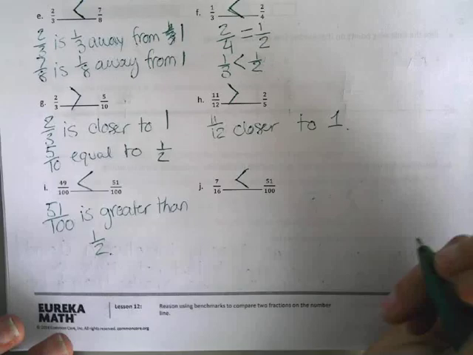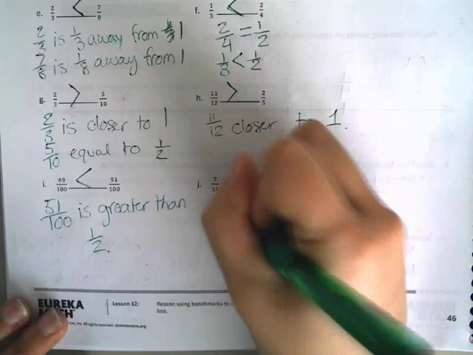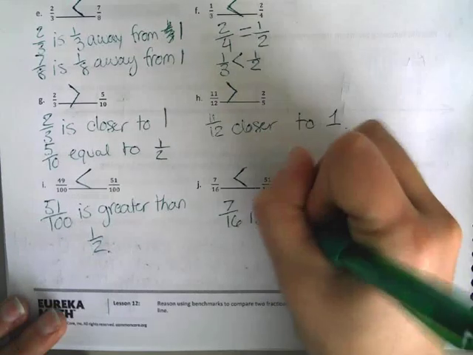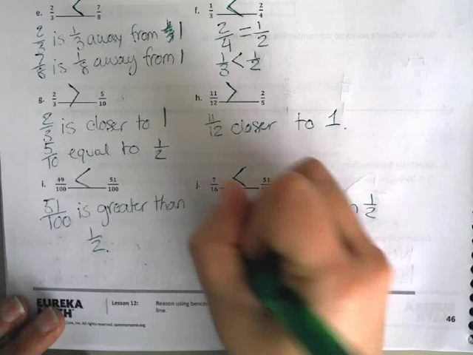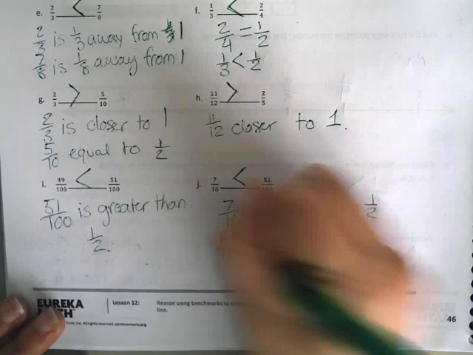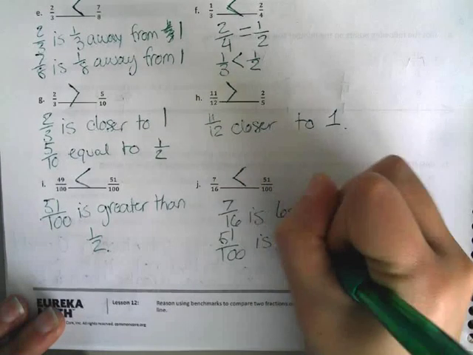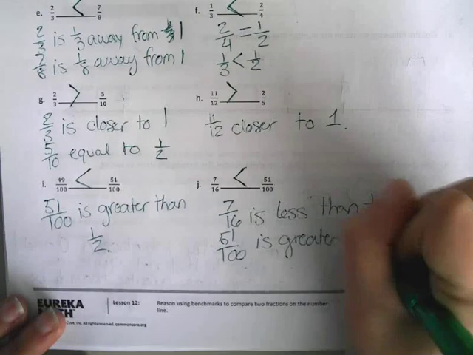That is a tricky one. So we can say 7/16 is less than half, and 51/100 is greater than half.